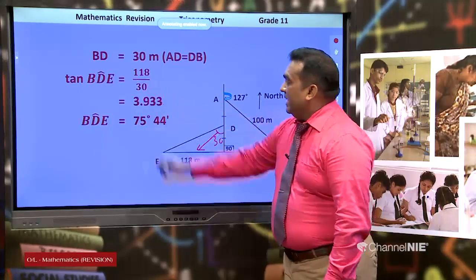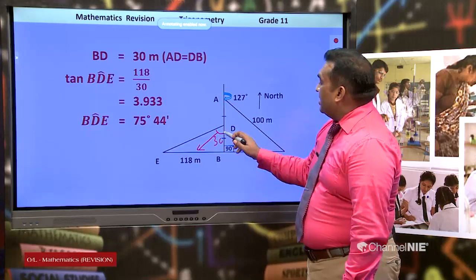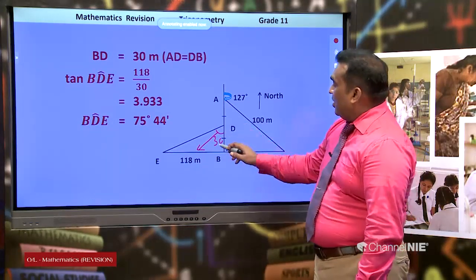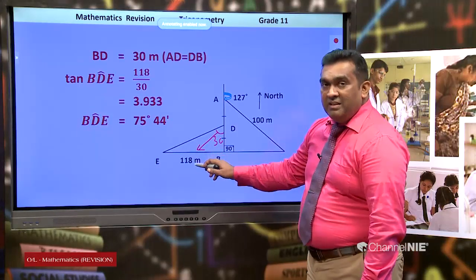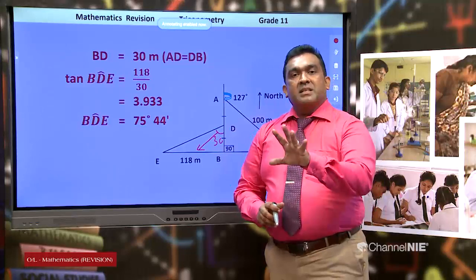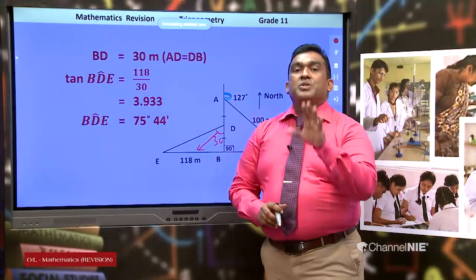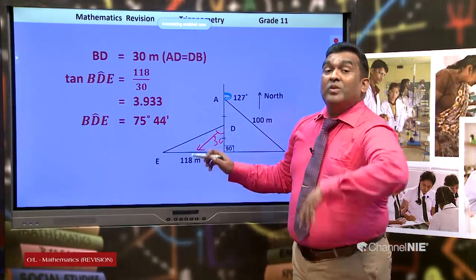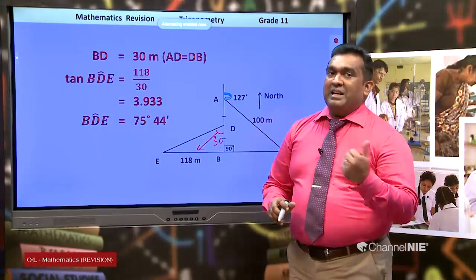Using the tangent ratio, you can find out this angle, because you know the opposite side and adjacent side. If you have opposite and adjacent, definitely tan, because you want to find out this angle. There is no other way to find out that angle.